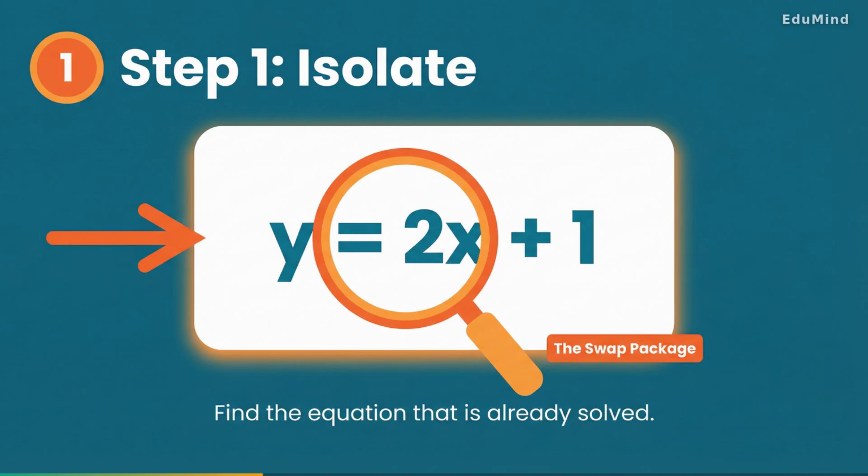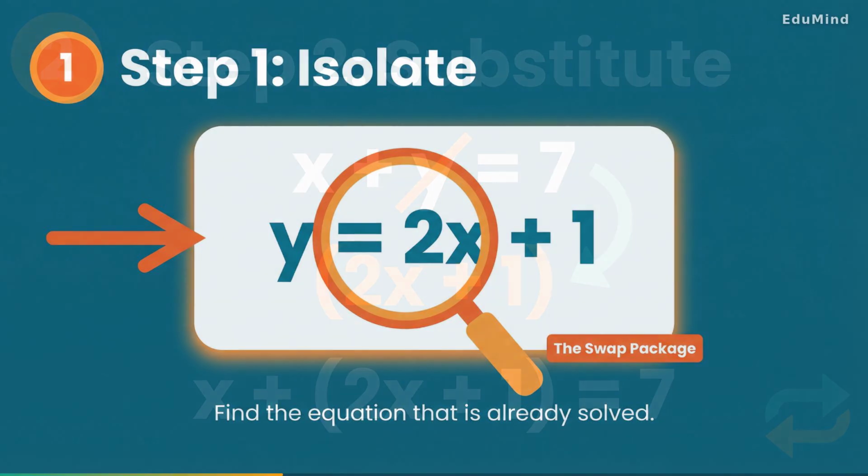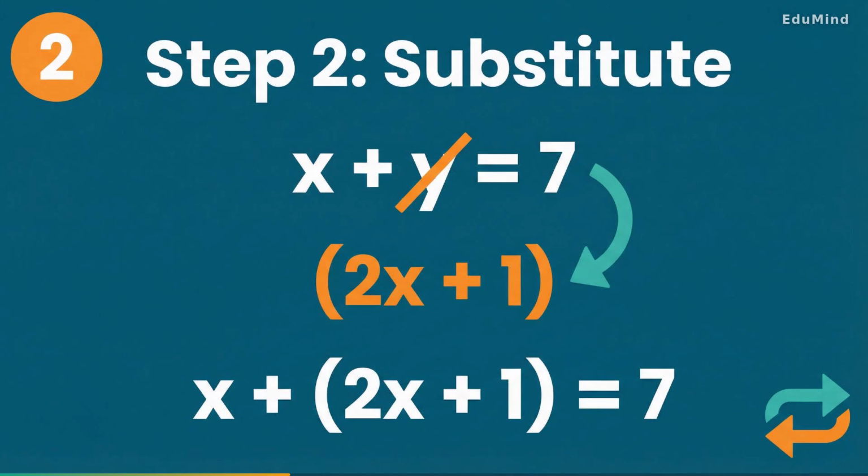Step 2. Substitute. Now, look at equation 2. X plus y equals 7. I'm going to take away y and put in our swap package, which is 2x plus 1. So we get x plus, open bracket, 2x plus 1, close bracket, equals 7. Notice the brackets? They help us keep the package together. Now, we only have x's in this equation. The y is gone. This is great because we can now solve for x.